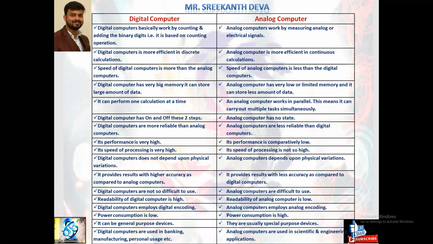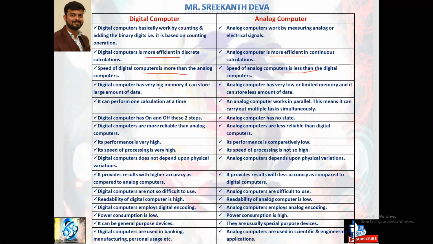Coming to analog computers, they work by measuring what? Analog or electrical signals. Digital computers are more efficient in discrete calculations. Analog computers are more efficient in what? Continuous calculations. The speed of a digital computer is more than the analog computer. The speed of an analog computer is less, because it is a time-taking process, as it is going to be increasing or decreasing continuously. Comparatively, analog computers are less than digital computers.